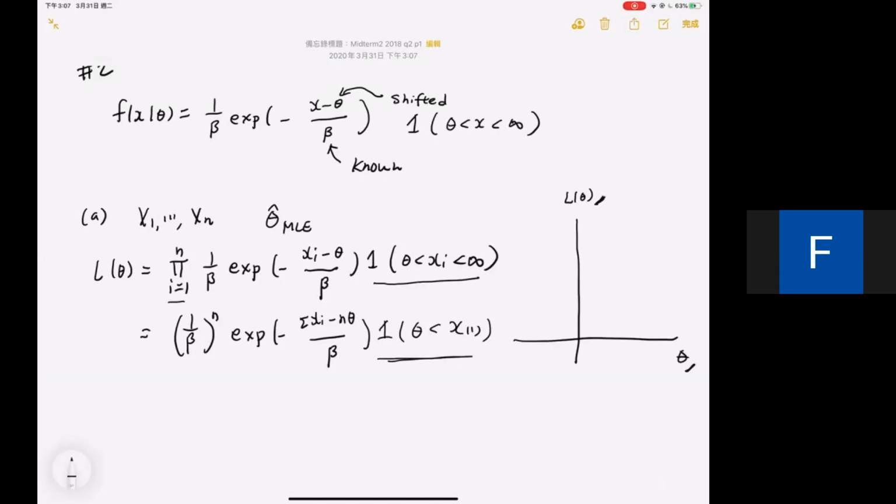For example, this is a whole function of theta. It's all about this being a function of theta. Is it an increasing function, decreasing function, quadratic function, or any other function of theta? You do need to learn how to tell from it.